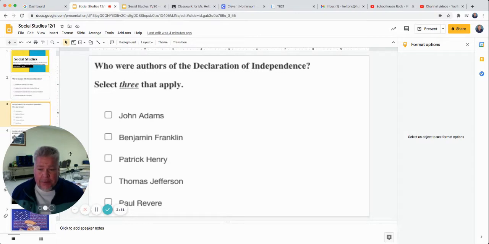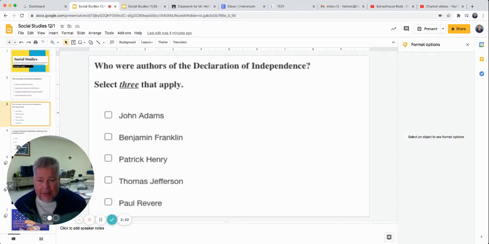Now, this one is a little hard. I won't lie. This question's hard. You had to choose three people that wrote the Declaration of Independence. It is hard to remember all these names. I know it is, but I would guarantee you that you chose Thomas Jefferson because we watched that video and we talked about it. I have it on one of the slides, and we talked about how it was Thomas Jefferson who wrote the Declaration of Independence. We talked about that many times. So I am pretty sure you chose Thomas Jefferson. But it might be hard to remember the other ones.